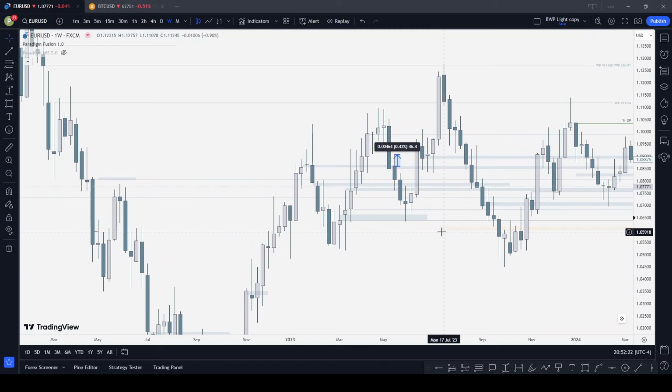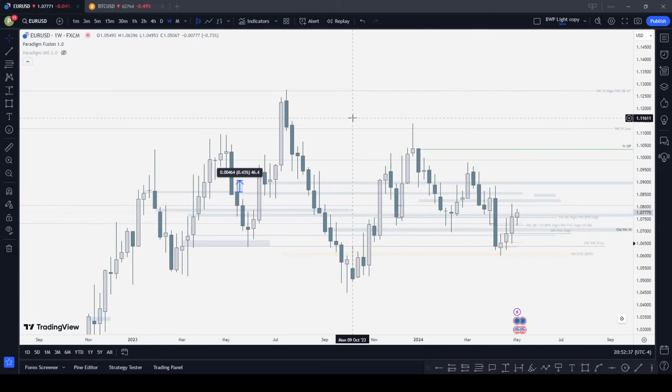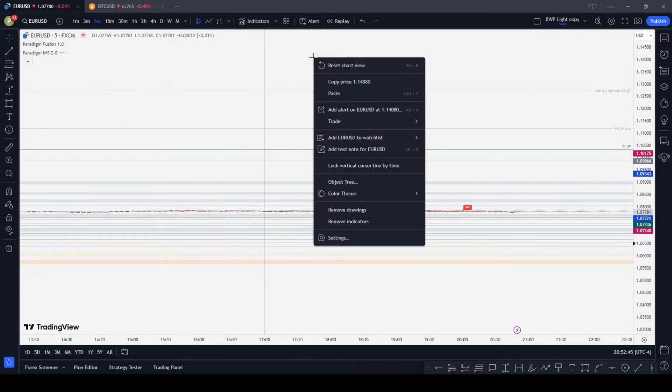The next thing it does is on the daily. Okay, but this video is already too long, so I'm going to stop here. But before I stop, let me just show you a few examples of how you can combine the indicator with this concept. So let's go to the 5-minute time frame.